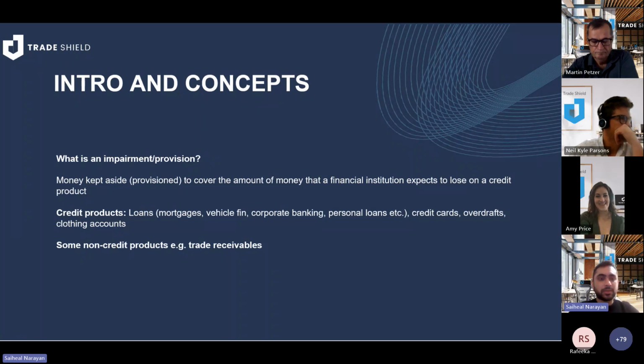So I'm just going to start with some intro and concepts that you should be aware of before we get started. What is an impairment or provision? Basically ECL. It's money kept aside to cover the amount of money that a financial institution expects to lose on a credit product. Let's say you have a debtor's book of 100 million rand. Do you expect all of your debtors to pay? That never actually happens.